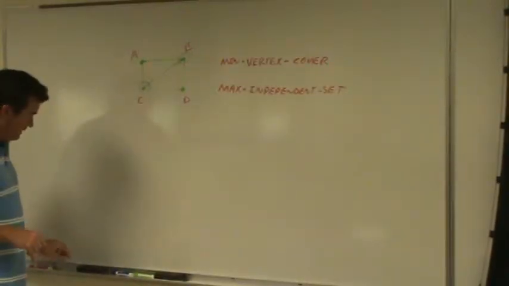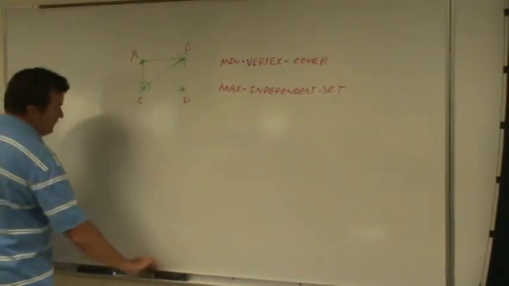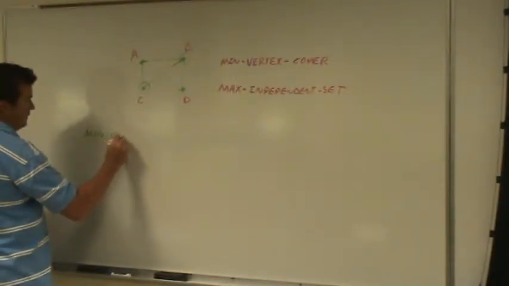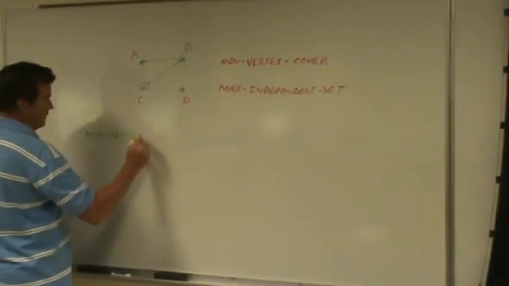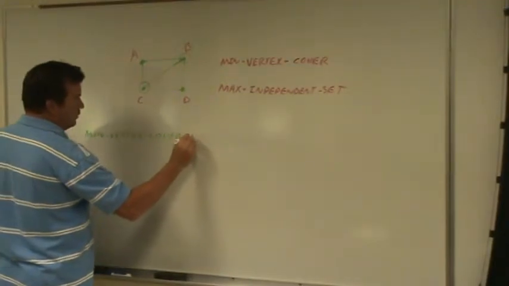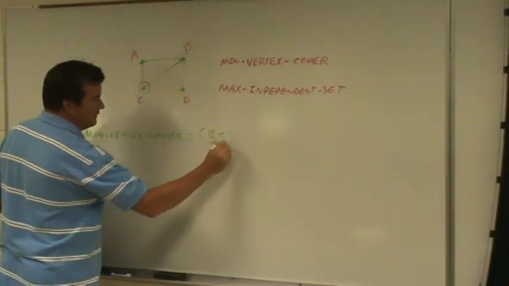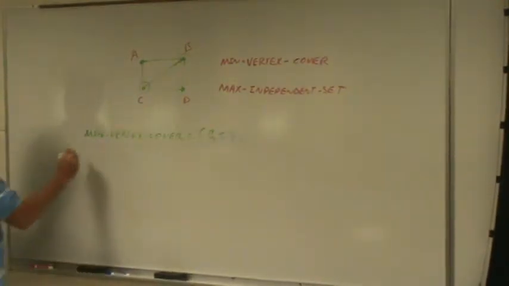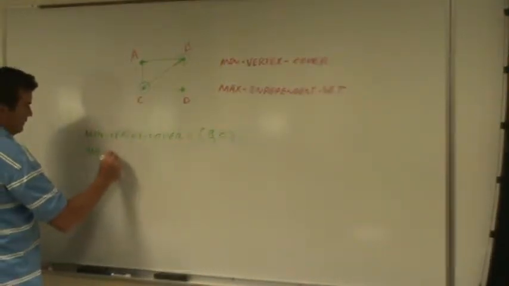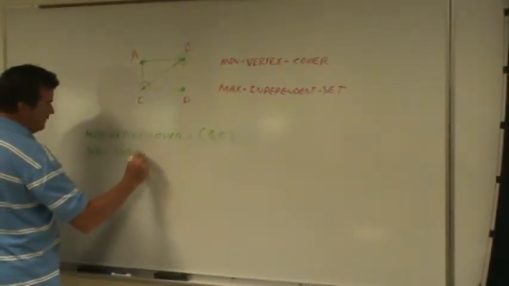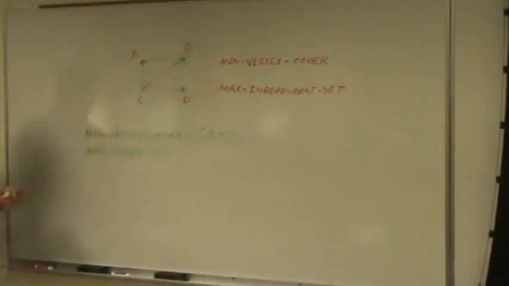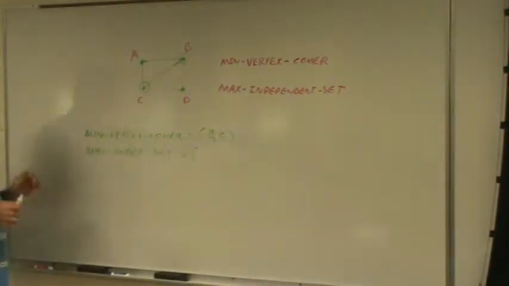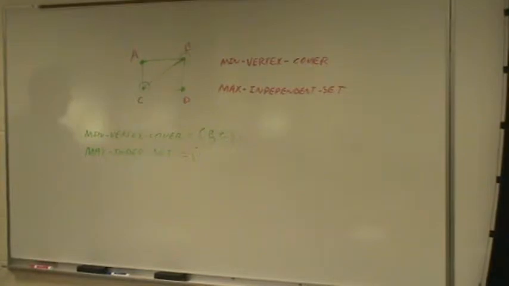So the minimum vertex cover would be B and C for this graph G, right? Now, if I ask what's the maximum independent set, we're going to put some points in here. You can't put in 2 points if there's an edge between them.